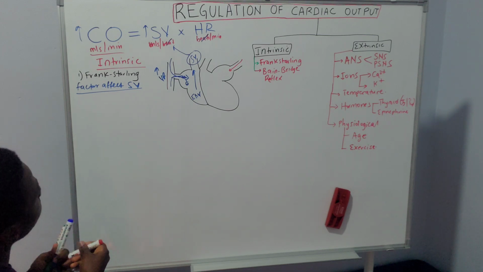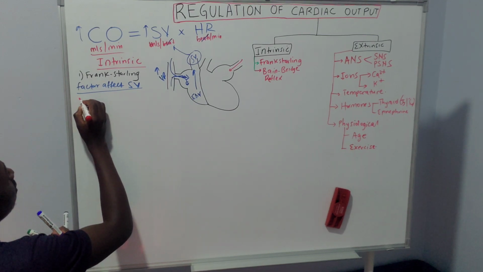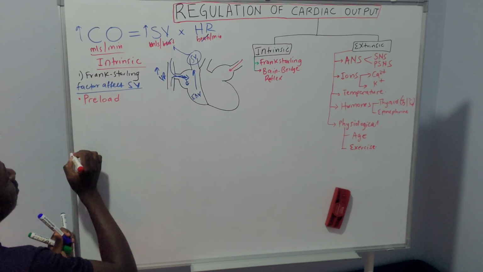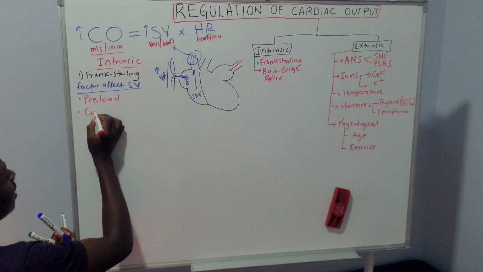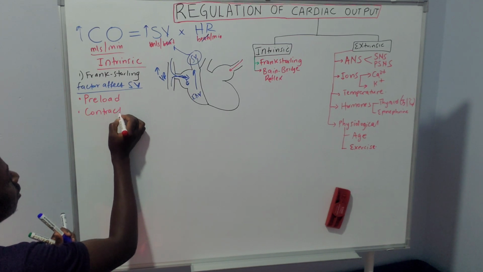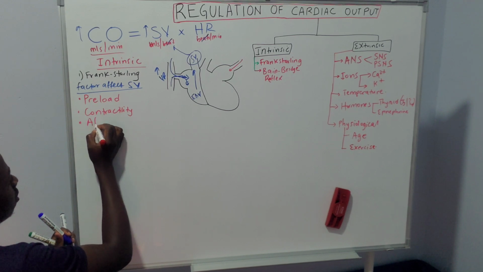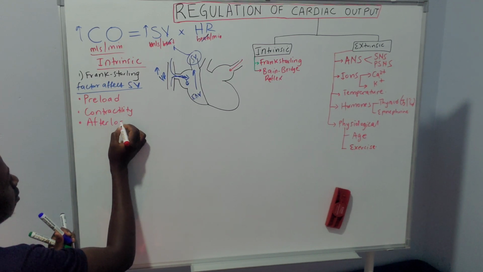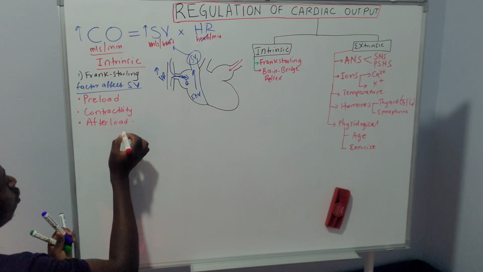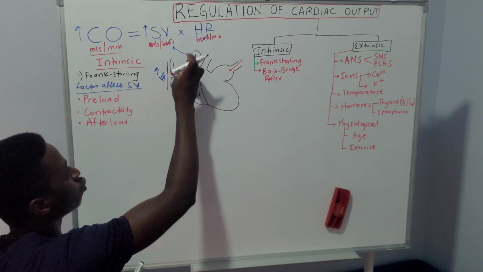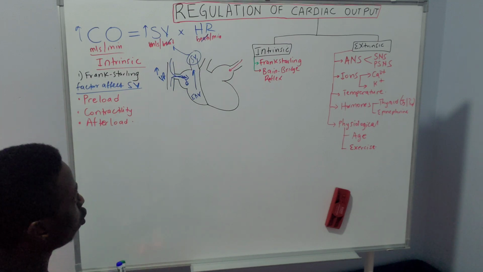One, we can say it is affected by what we call the preload. Two, the contractility of the heart. And then three is the afterload. So these three factors play a big role in affecting the stroke volume.